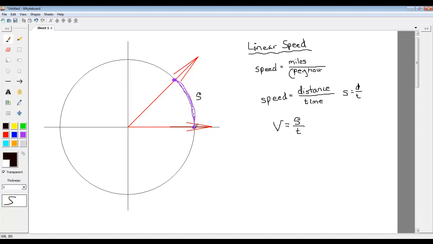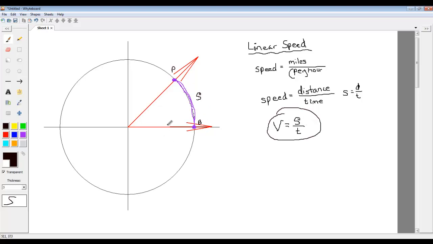So as the point goes from here, from (1, 0) to here, the distance it travels is arc length s. And we're looking at what is that distance in relation to the amount of time that has passed as it goes from point B to point P. And that's where this comes from. Velocity or speed equals the distance, in this case the arc length s, divided by time. And that's very linear.